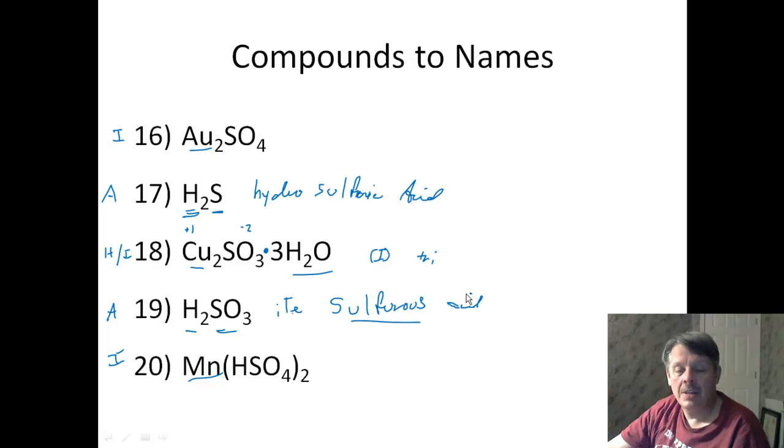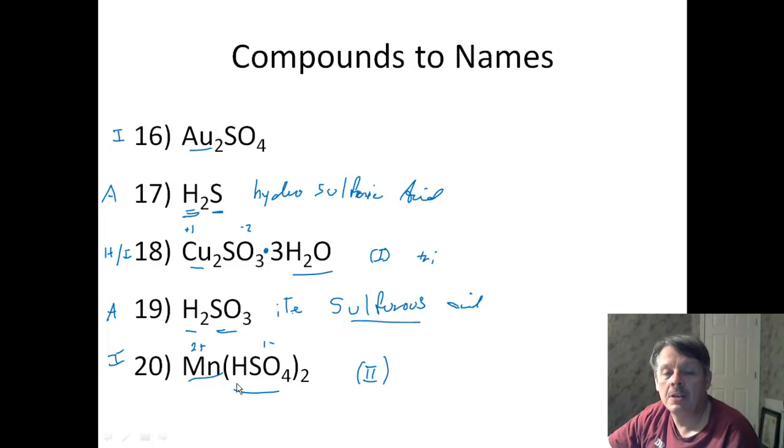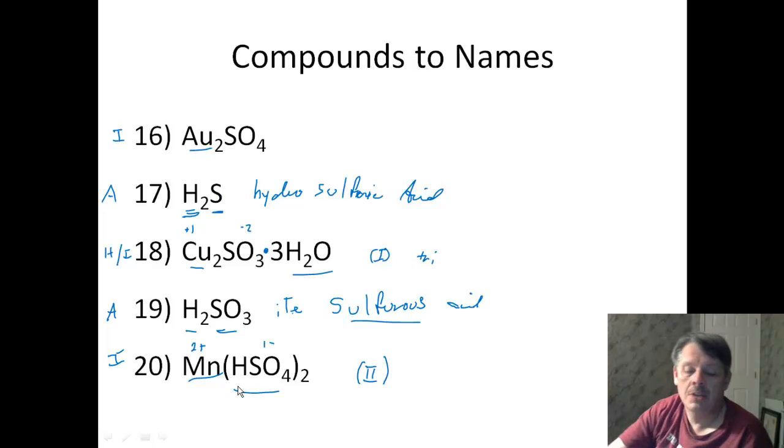All right. How about this one? Well, this tells me, if I do my crisscross method, that this should have a 2+ charge, that this should have a 1- charge. And if I look up bisulfate, it does in fact have a 1- charge. So manganese is going to have a +2 charge. So this is manganese 2 bisulfate. Not just sulfate, but bisulfate. The bisulfate refers to the HSO4.